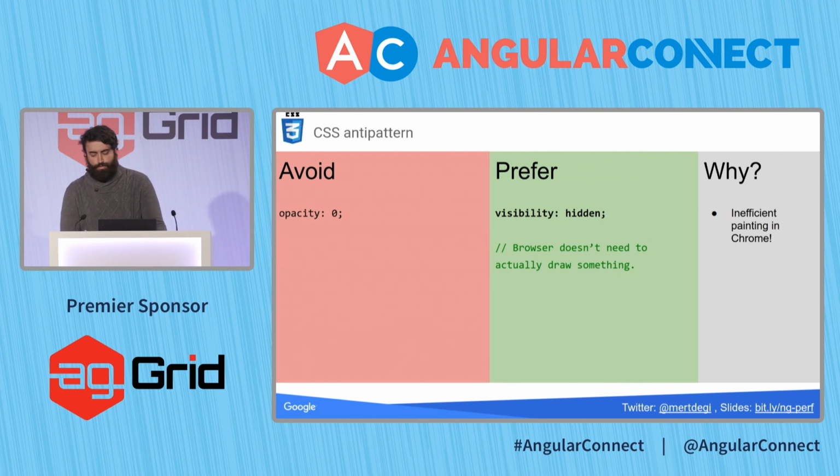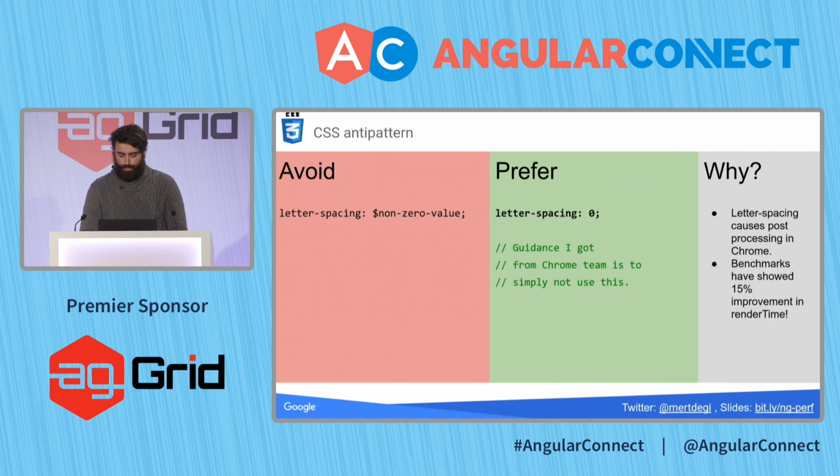This is rather intuitive. Use visibility hidden instead of opacity 0, because when you do opacity 0, Chrome still has to draw every pixel, and then it reduces the opacity to 0. But when you do visibility hidden, Chrome just tries to calculate the width and the height of the thing. So it's just inefficient to use opacity 0.